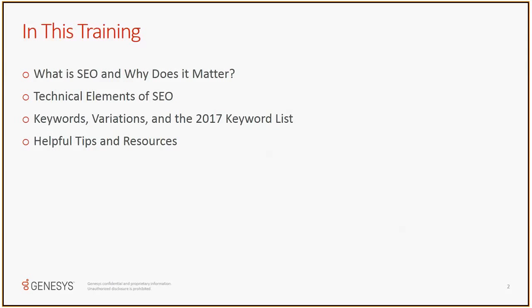In this training, we'll talk about what is SEO and why does it matter. We'll then talk about technical elements of on-page SEO, as well as keywords, keyword variations, and how to utilize the 2017 keyword list while creating content. We'll also share some helpful tips and resources.